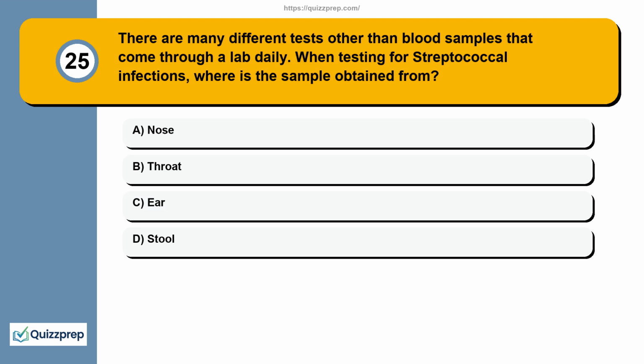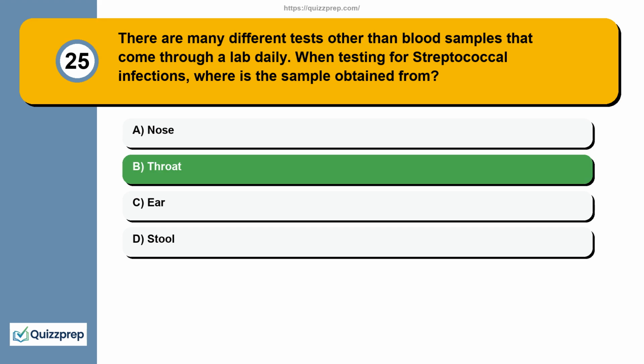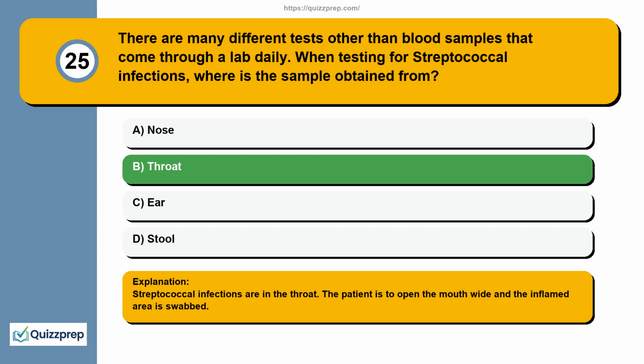Question 25. There are many different tests other than blood samples that come through a lab daily. When testing for streptococcal infections, where is the sample obtained from? Nose, throat, ear, stool. Streptococcal infections are in the throat. The patient is to open the mouth wide and the inflamed area is swabbed.